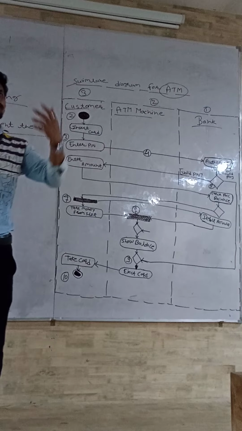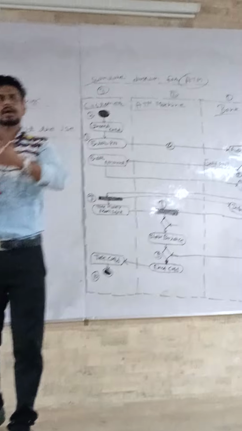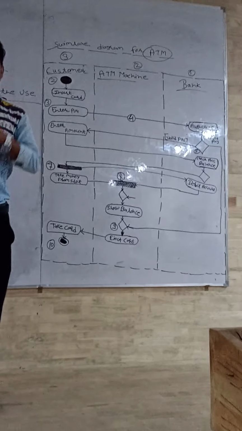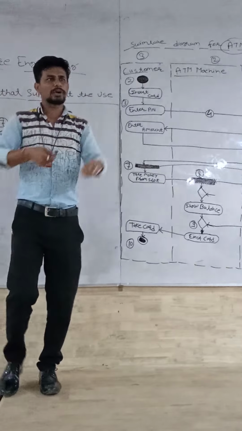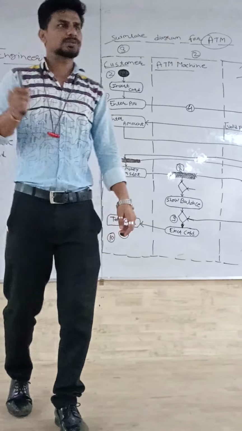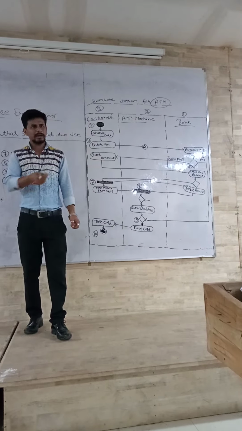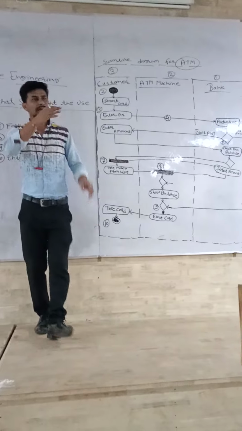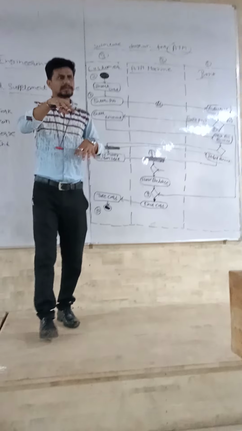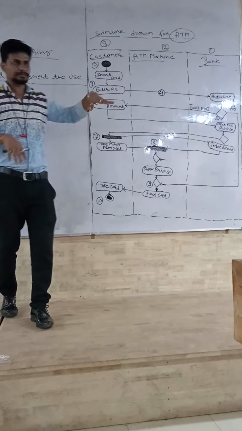Because we don't know what type of process they are providing in the backend, what type of activity is going on in the server, we are not able to find that. We are only able to see this type of activities: we put in our card, we put in our password, we enter our amount, we take our amount, we take our card and we move. But what type of process they are performing inside that task, we will find in this diagram.